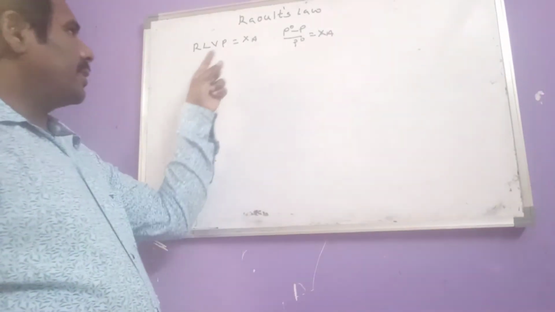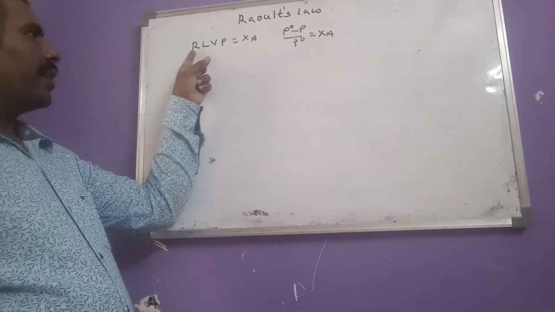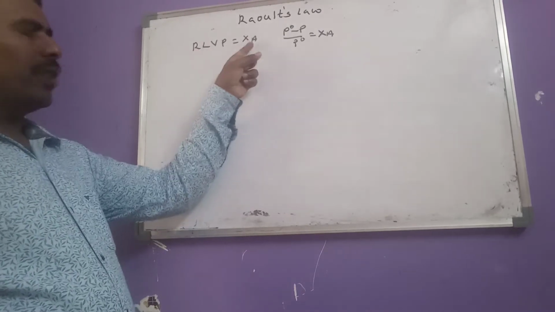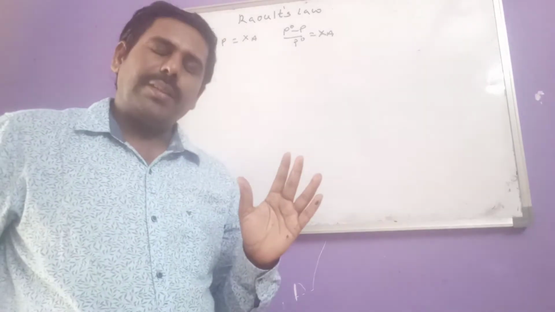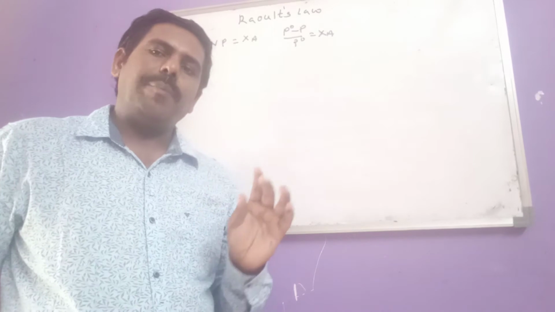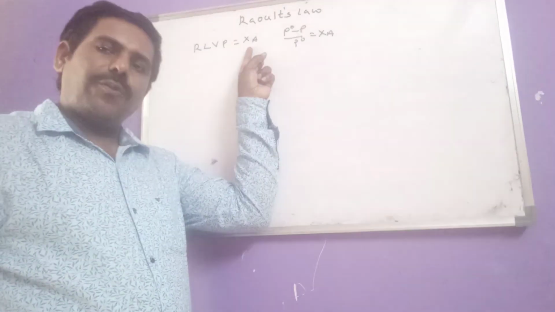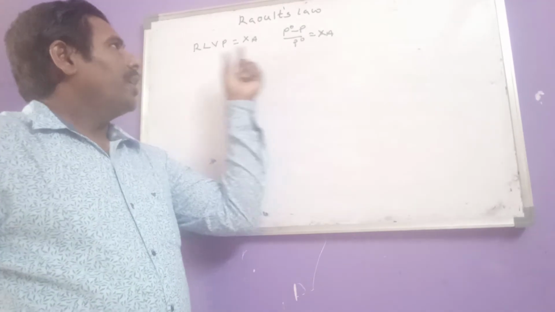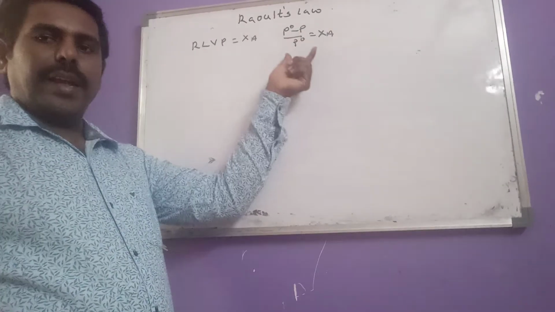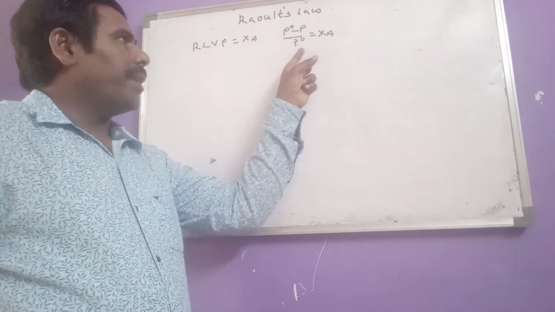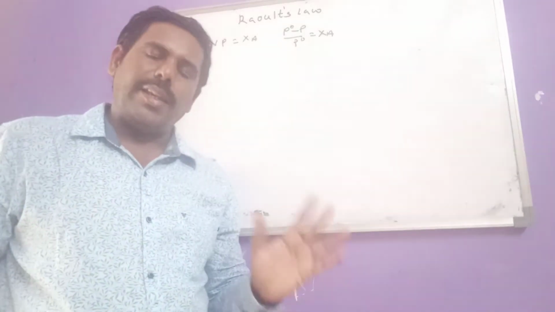So let us write the expression like this here. RLVP equals XA. Remember that A is for solute, B for solvent, where XA is known as the mole fraction of solute. Now RLVP can be written as (P naught minus P) by P naught equals XA.